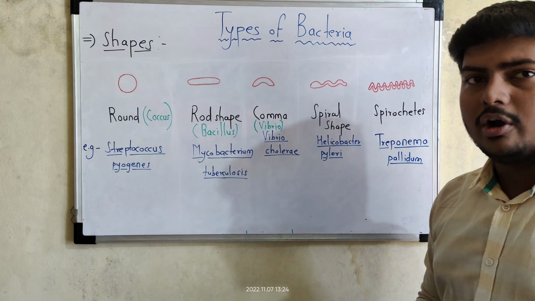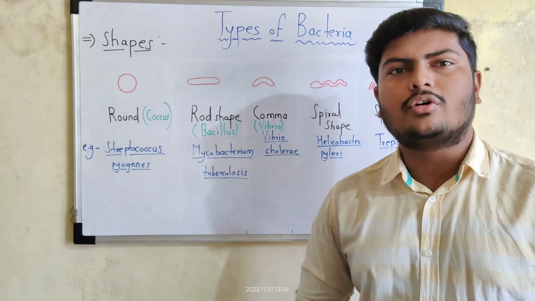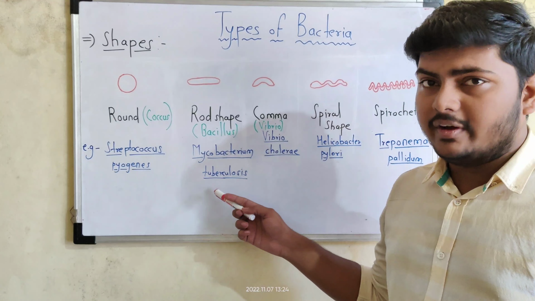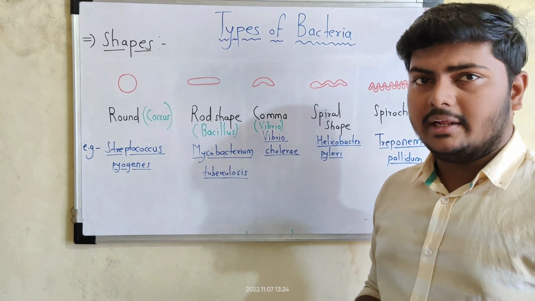Here are some examples. An example of round shaped bacteria is Streptococcus pyogenes. What Streptococcus exactly is, we will see in a few minutes. Then there is a rod shaped bacteria called Mycobacterium tuberculosis. This is a very familiar bacteria for us, which causes the disease tuberculosis. It is very dangerous. So it is a rod shaped bacteria.